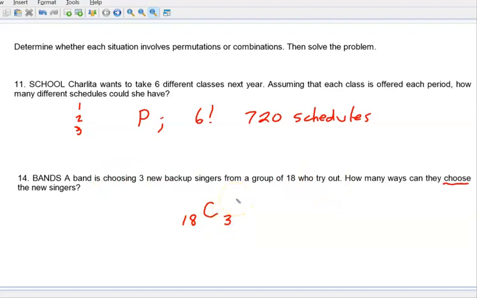So in this case, we have 18 total in our group who try out, but we're only choosing 3. So for this one, we're going to go to our calculator. And again, this is not a permutation because we're not asked to arrange any people. It's just choosing how many smaller groups can we choose out of a bigger group of 18. So 18, then we go to MATH, PRB, NCR, and then we type in 3, and the answer is 816. 816 ways to choose a 3-group of backup singers.